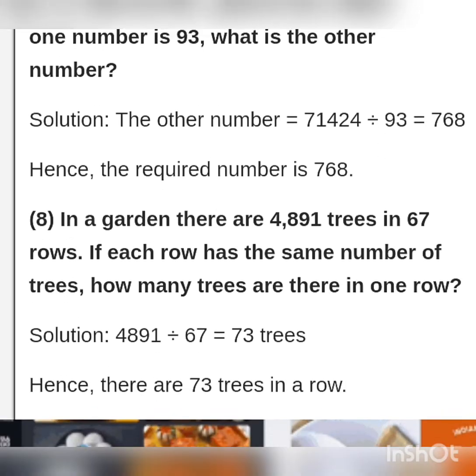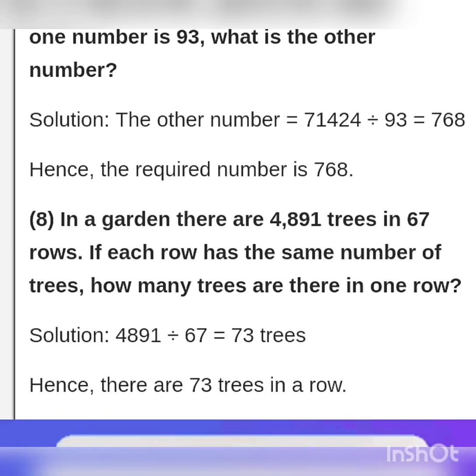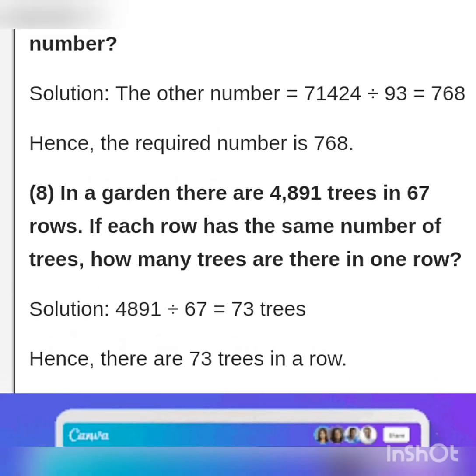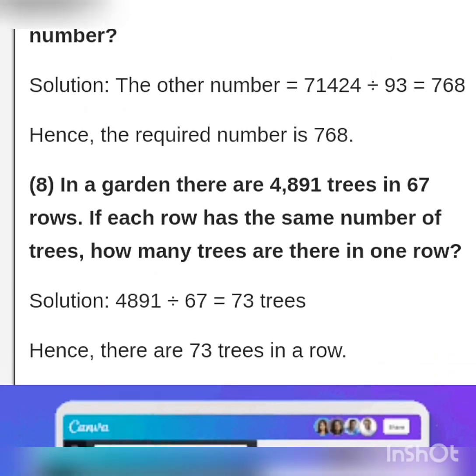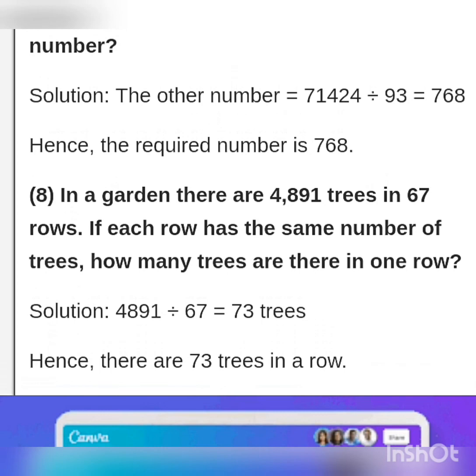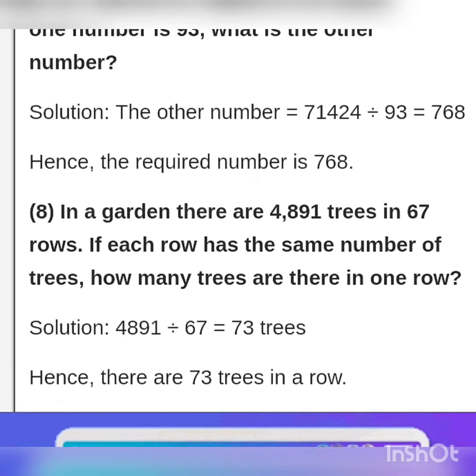Okay, the product of two numbers is 71424. If one number is 93, what is the other number? So solution, the other number is 71424 divided by 93, which comes to 768. So hence the required number is 768.